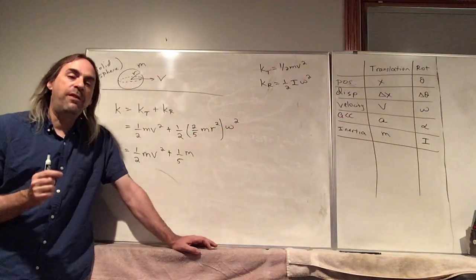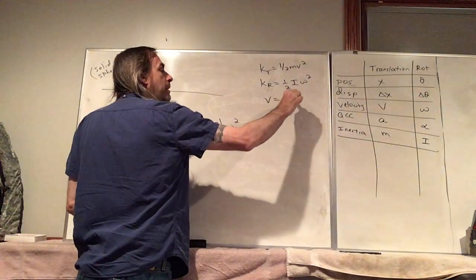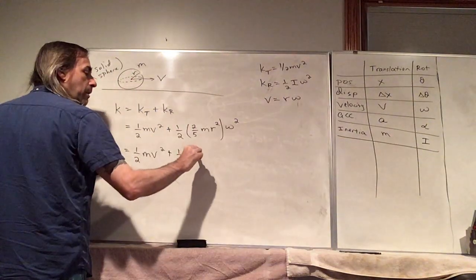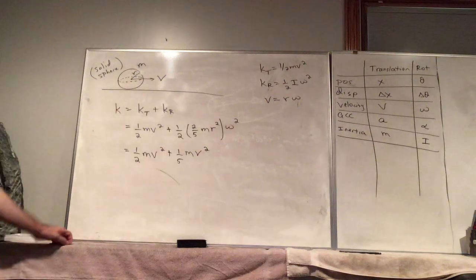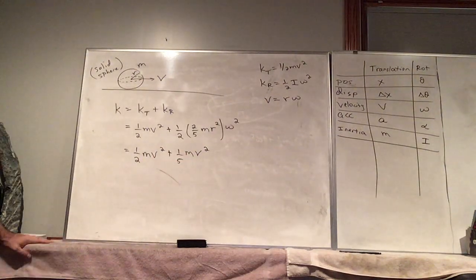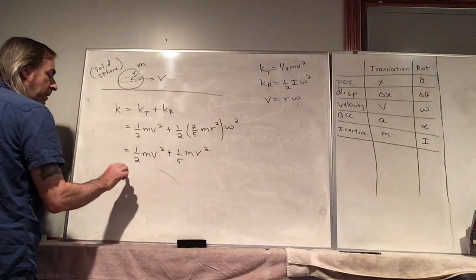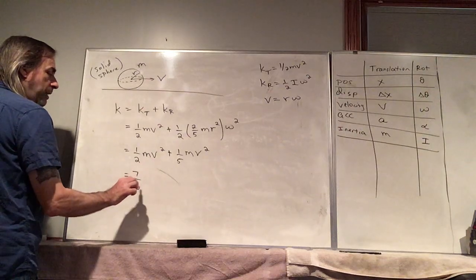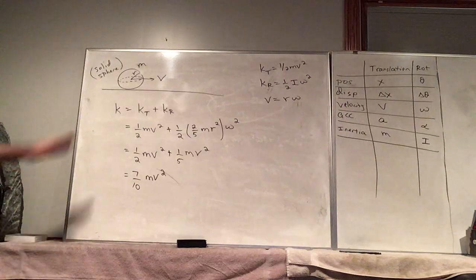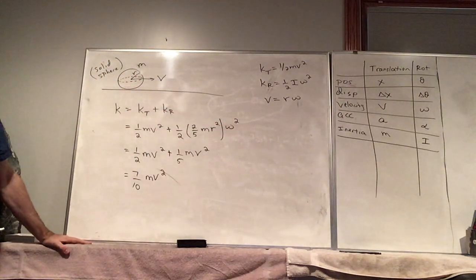And this is a part where, if we're rolling without slipping, we know that v is equal to r omega. So we have r squared omega squared, that's just v squared. And then we can just combine these two terms. 1/2 plus 1/5, that's 5/10 plus 2/10. So we have 7/10 mv squared.